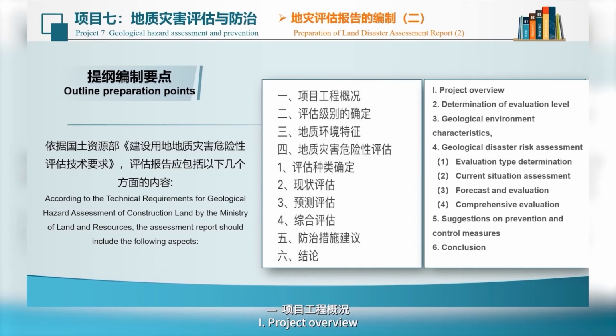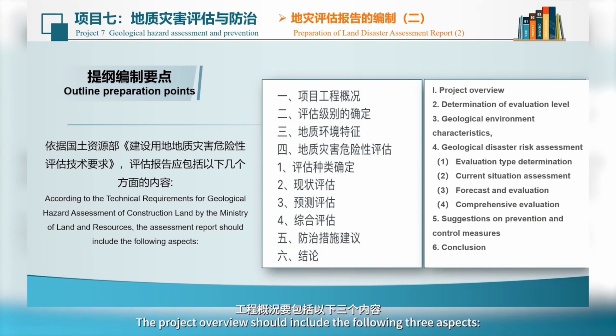I. Project overview. II. Determination of assessment level. III. Geological environment characteristics. IV. Geological disaster risk assessment. V. Prevention and control measures suggestions. VI. Conclusions. The project overview should include the following three aspects.